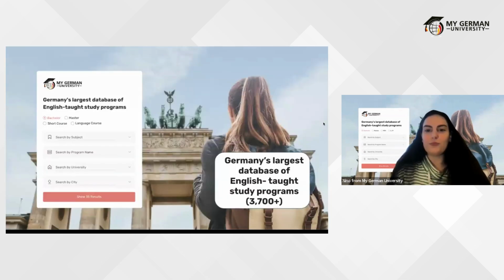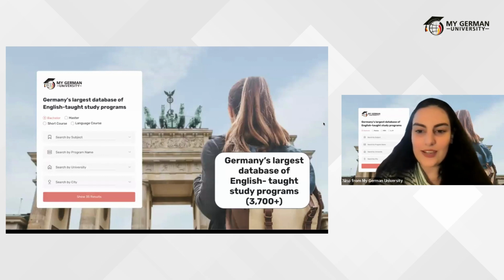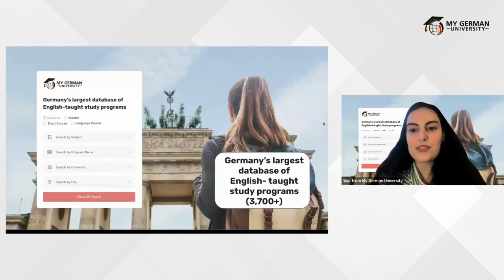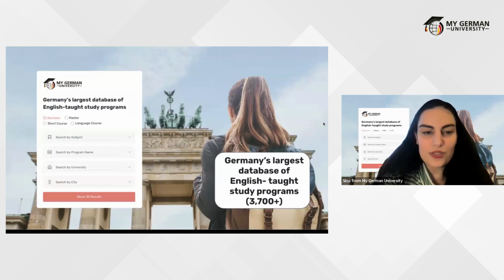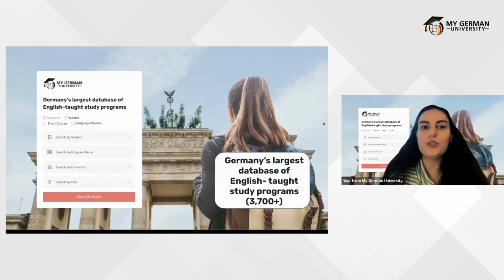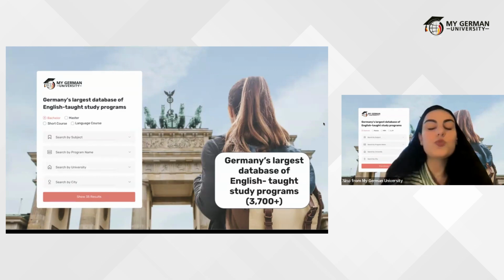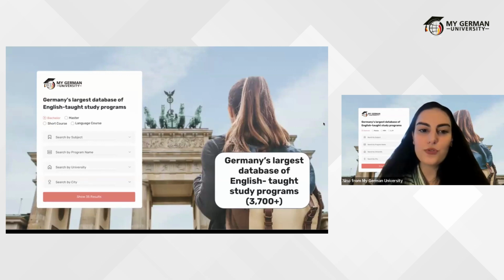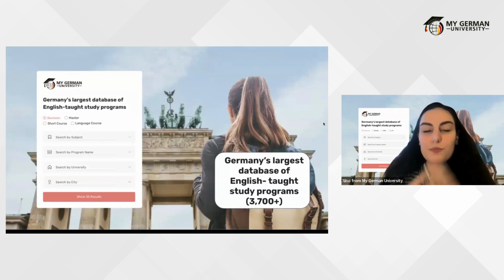But before that, briefly about My German University, which is a database where you can find English study programs in Germany. The database that you see is a demo version right now on the left side of the slide. And if you open the whole study finder, you have lots of filters which will save your time and help you to find the desired program according to the input you already have.